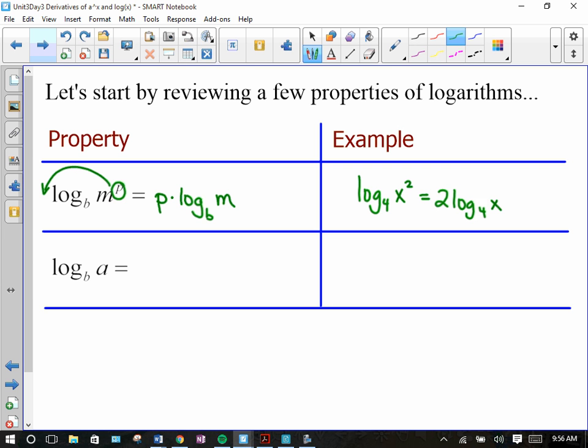This other one, log base b of a, is nothing really crazy, but the thing is, in our calculators we can't actually type that in. And what we have is something called the change of base rule, which allows us to say log a divided by log b.